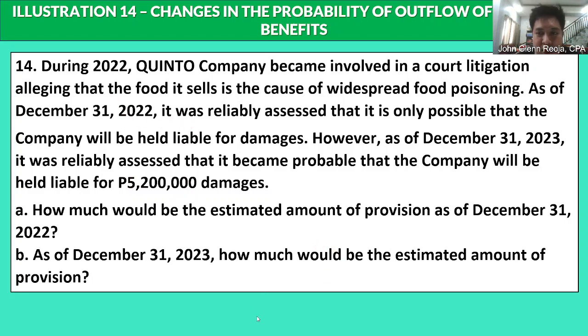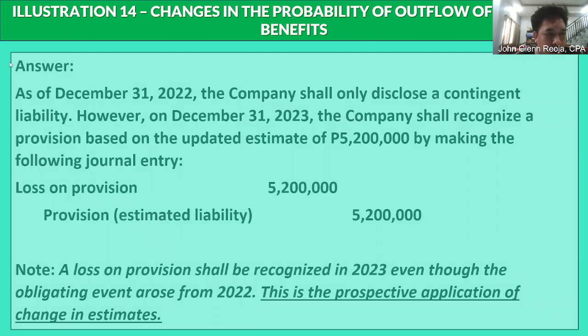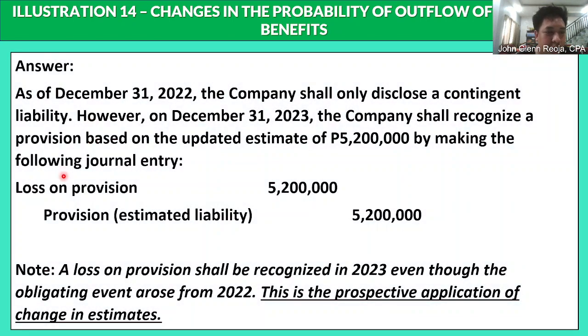Okay. So, what will be our journal entry? So, for question letter A, magde-debit tayo ng loss on provision 5.2, then we credit provision amounting 5.2 on December 31, 2022. Okay. So, as of December 31, 2022, the company shall only disclose a contingent liability. However, on December 31, 2023, the company shall recognize a provision based on the updated estimate of 5.2 by making the following journal entry. So, a loss on provision shall be recognized in 2023 even though the obligating event arose from 2022.